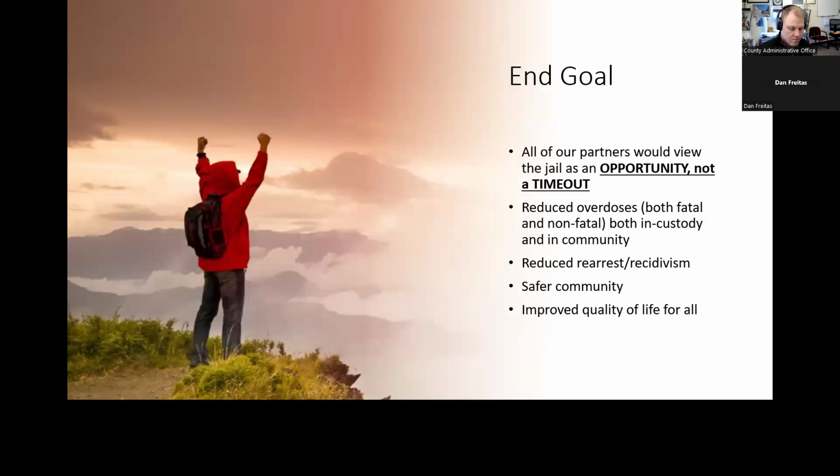People are stable, they're housed, you know where to find them, they're eating, they're taking their medication, they're medically stable, and here's the best opportunity you have to reach out to these people and have a positive impact or a positive intervention in a lifestyle that's led them to jail and a lot of other things. Obviously, we wanted to reduce overdoses, both fatal and non-fatal, both in custody and out in the community. We wanted to reduce arrests and recidivism, which really creates a safer community, and then improve quality of life for everybody.